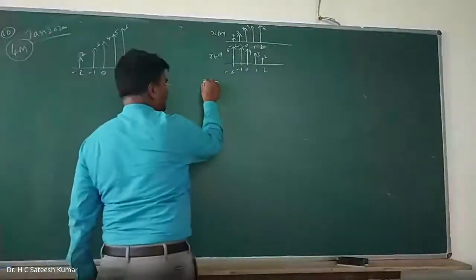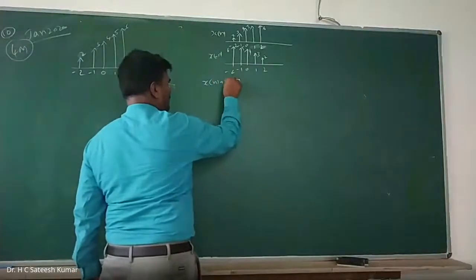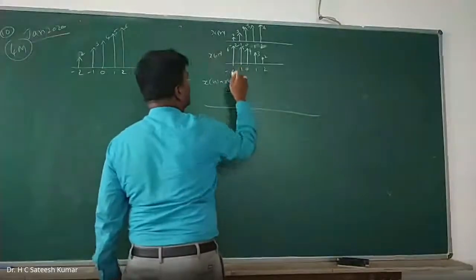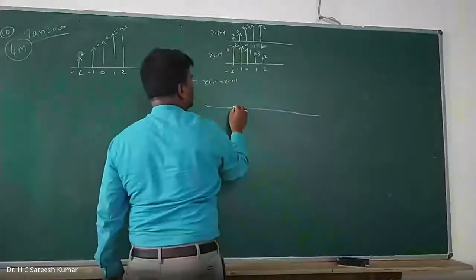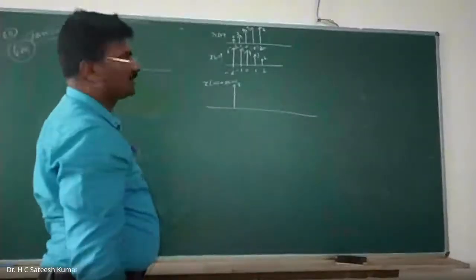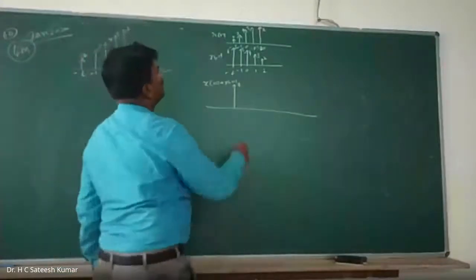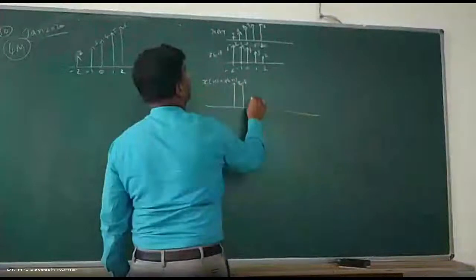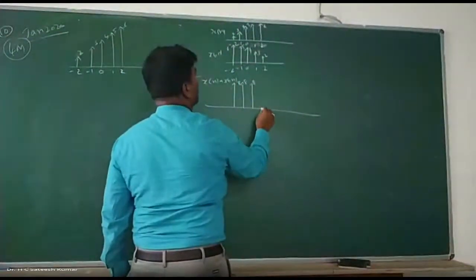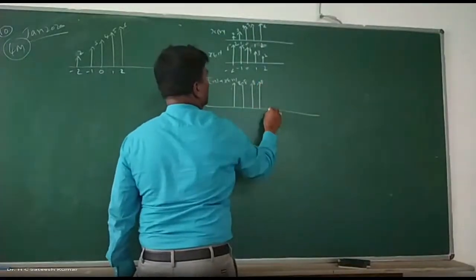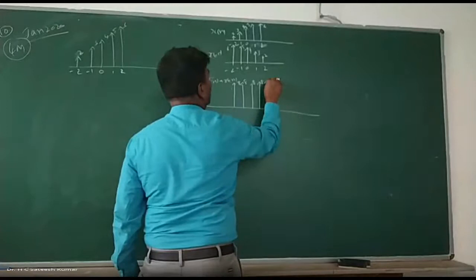X of n plus x of minus n. How will you do it? Add it. This value is 6, 6 plus 2 is 8. I can't write to the scale, but I write the magnitude correctly. 5 plus 3 is 8. 4 plus 4 is 8. 3 plus 5 is 8. And 2 plus 6 is 8. 0, 1, 2, -1, -2.